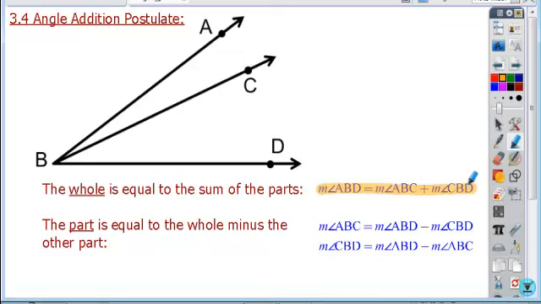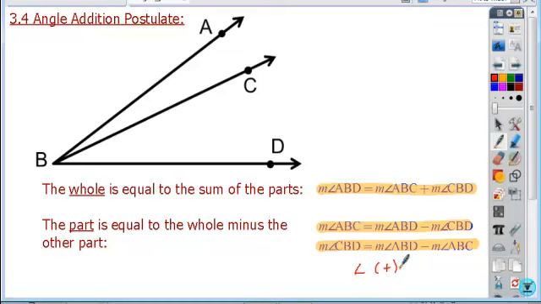Okay. And then also the individual pieces. So an individual part, such as angle ABC, is equal to the whole angle ABD minus the other part, CBD. And then the last way that you can interpret this is for the lower part here, angle CBD is equal to the whole thing, ABD, minus the other part, ABC. Okay, so all of these can be justified by the same reason, and that reason is angle addition.